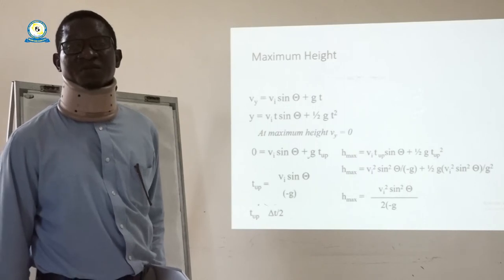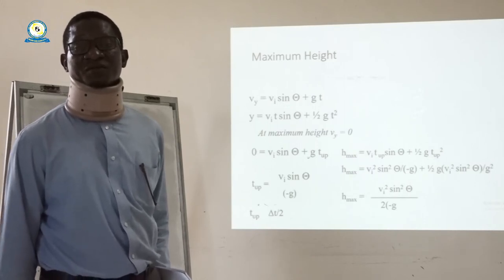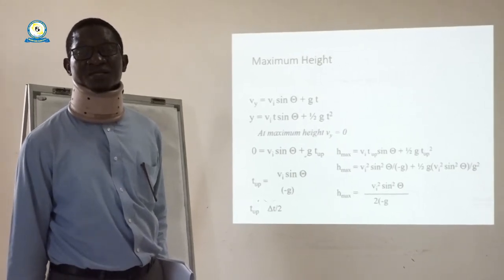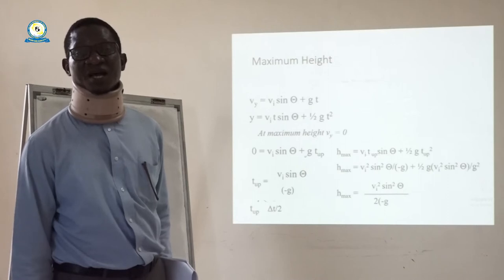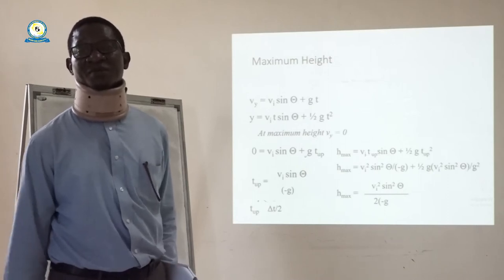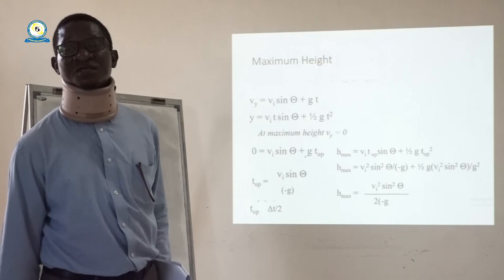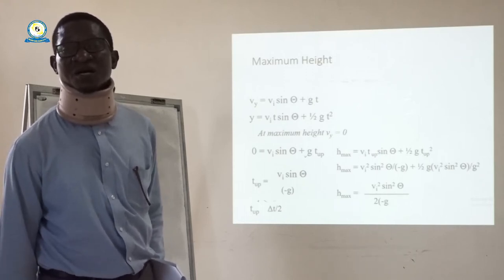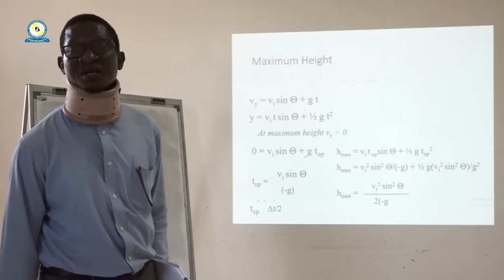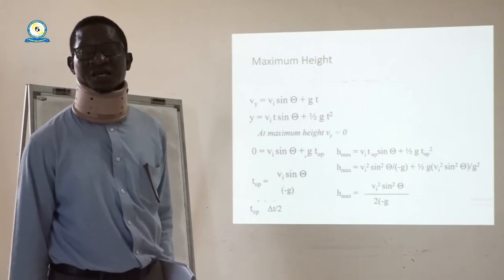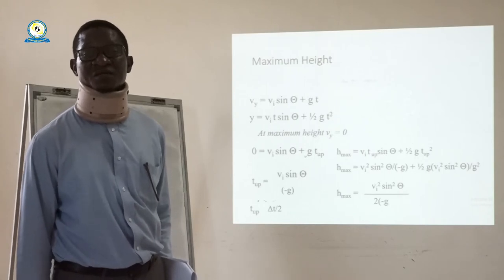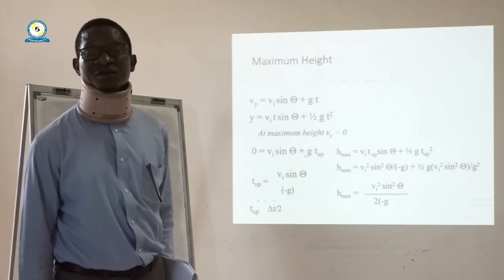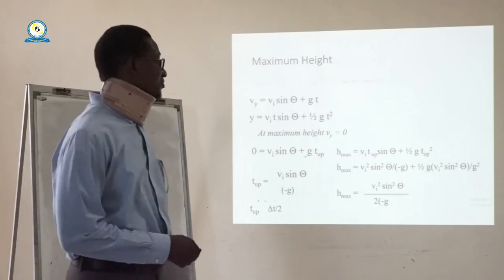Maximum height, H maximum, is equal to, we know the formula, Vi sine theta times time up plus a half g t up squared. You substitute your time up into the equation, you get H maximum is equal to V squared sine squared theta over minus 2g.